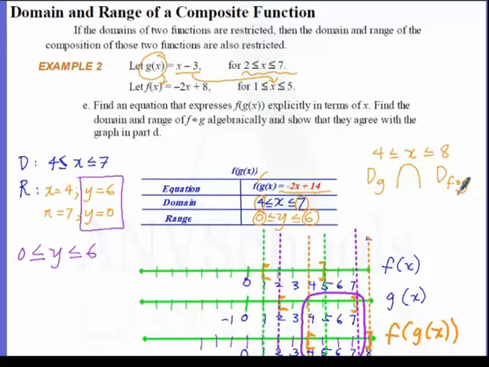So our new domain now, as you can see it, the one here, and I'm going to make it bigger for you. Okay, this whole thing here, you can see the intersection of our g of x and f of g of x, and that's equal to the x value from 4 to 7. It's in between 4 and 7. So that completes our requirement for letter E.